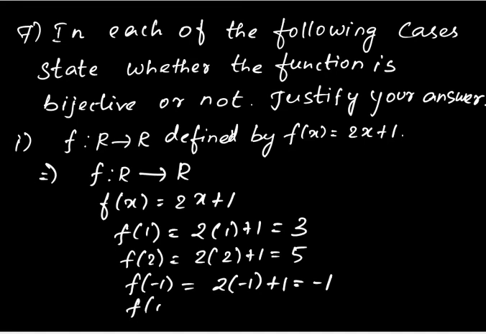So we will find f of 0 also. So 2 into 0 plus 1, you will get 1. So you can see that distinct elements of A have distinct images in B. So it is a bijective function.